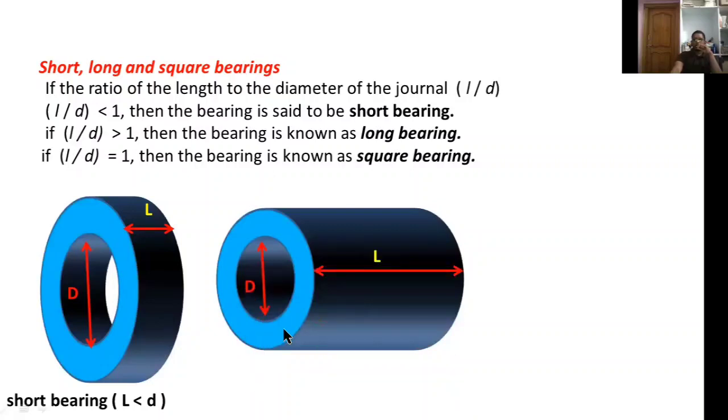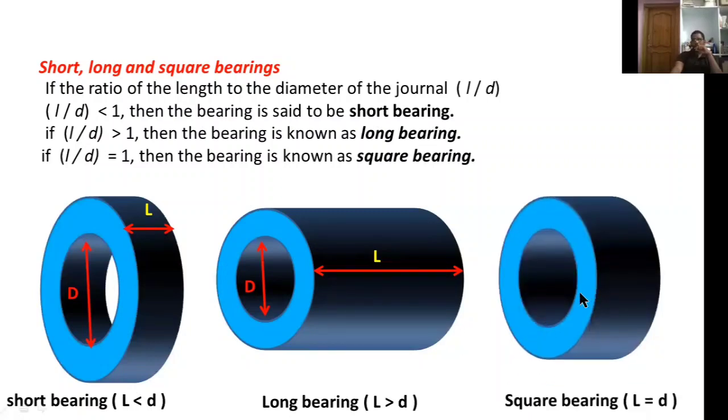Now coming to the long bearing. This is the length, capital L, and D is the diameter of the bearing. Here the length of the bearing is larger than the diameter. The diameter of the shaft is smaller than the length of the bearing. So here length is greater than the diameter, and this bearing is called a long bearing. Okay, understood.